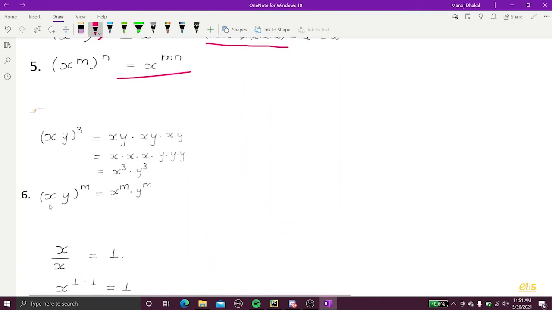Now, in rule number 6, this is probably the last rule that we're going to talk about today. We are told that this is a distributive property, but we just learned that technical jargon, but then we never said why this distribution rule works as well.